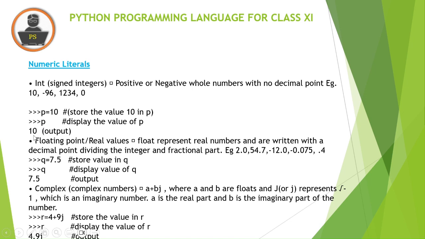Second one is floating points. Suppose I have taken q is equal to 7.5. Q is a variable, identifier, whose value I have assigned 7.5. After typing q, it will display 7.5 because we have assigned 7.5 into it. Just like in complex, suppose I have assigned r is equal to 4 plus 9j, and after typing r, it will display the value 4 plus 9j. Got my point?